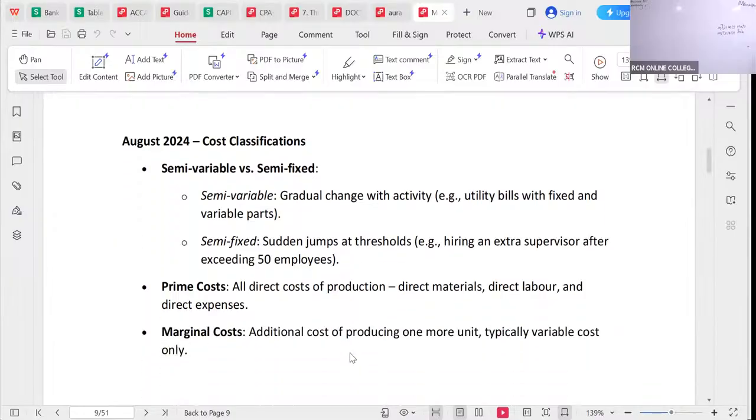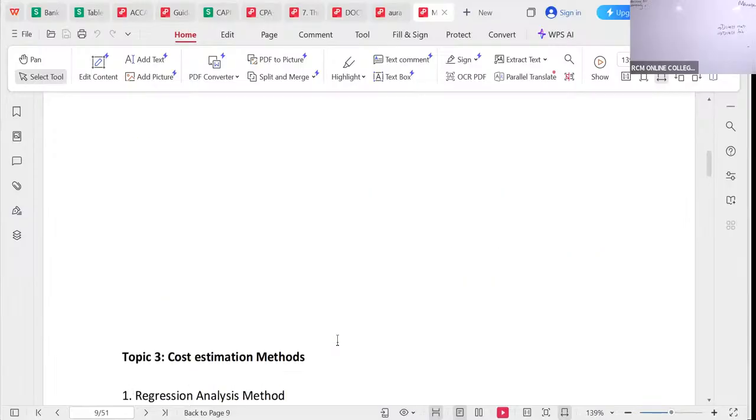Then we have marginal cost, and I define this for you. Additional cost of producing one more unit. One more unit. I will not add much English, that is enough.